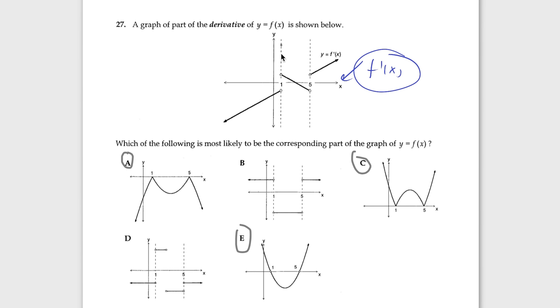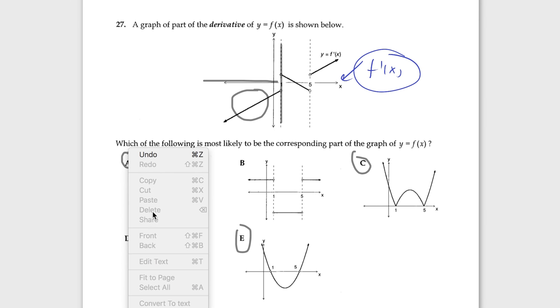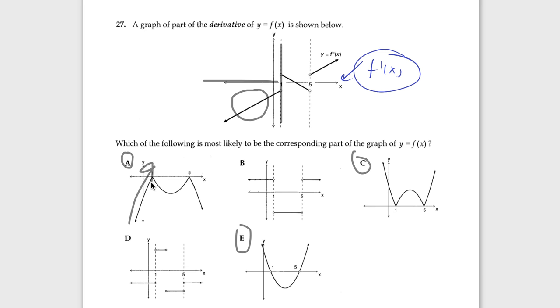So let's just have a look at the point before x equals 1. Everything below the x-axis means it has a negative slope, right? So A is directly gone, because A has a positive slope here. And then you can see the slope started very, very steep and then just decreases. So both C and E look fine.